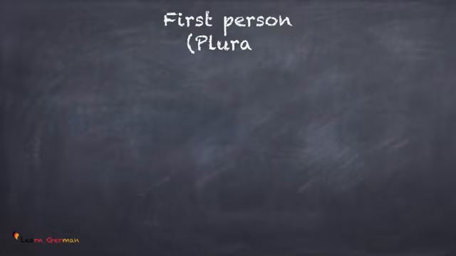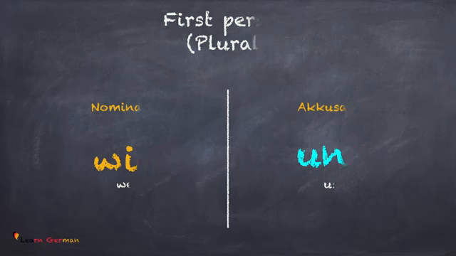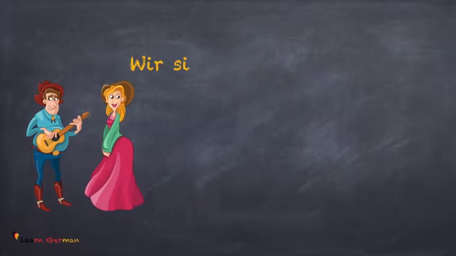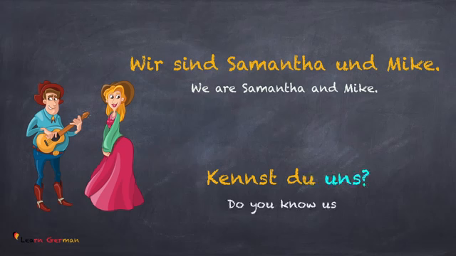Now let's do the plural forms. Here, for the first person, wir. In accusative, the personal pronoun is uns. Let's see how to use it. Wir sind Samantha und Mike. Kennst du uns? In this case, du is my nominative subject, whereas uns is the accusative object. Uns is used as the accusative for wir.